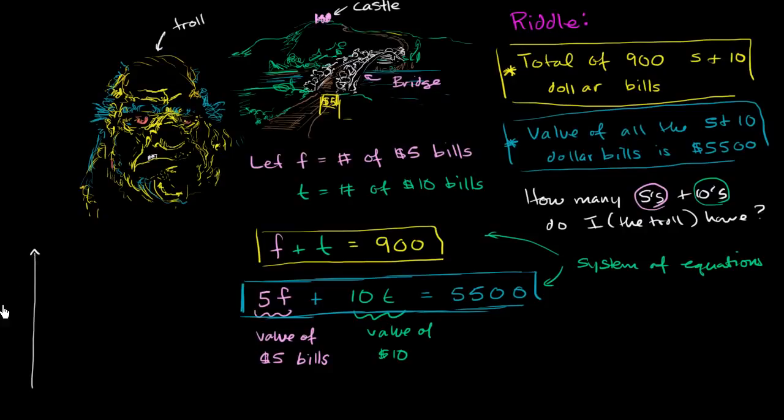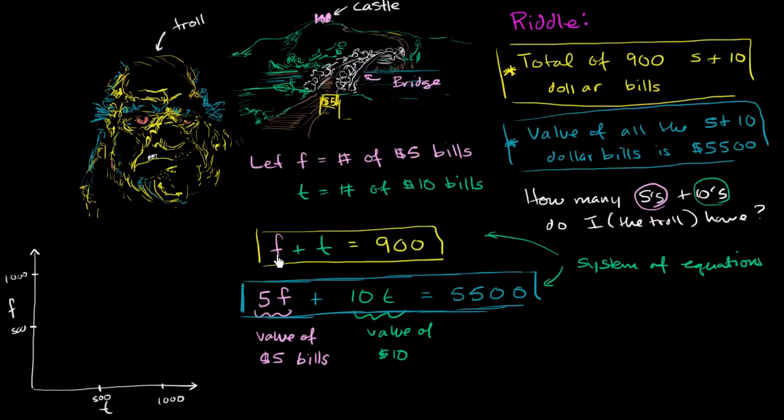Let's draw an f-axis, that's the number of 5s that I have, and let's draw a t-axis, that is the number of 10s I have. And let's say that this right over here is 500 10s, that is 1,000 10s. And let's say that this is 500 5s, that's 1,000 5s.